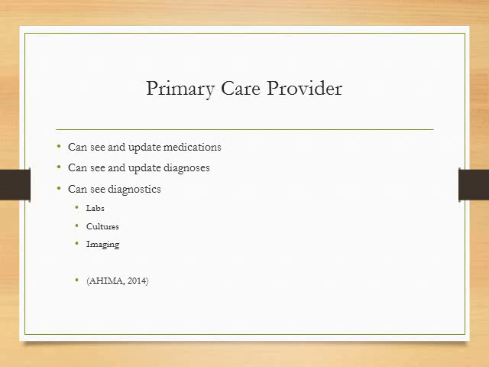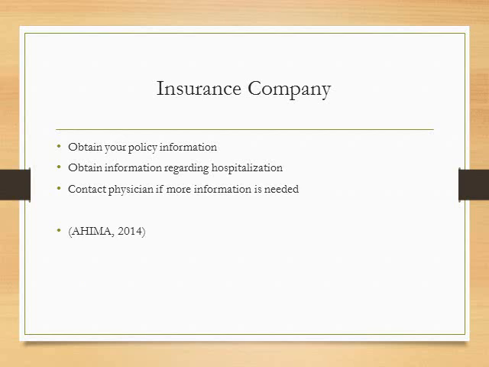Your primary care provider can use this information to see and update your medications, see and update your diagnoses, and see diagnostics such as labs, cultures, and imaging. The insurance company may use your PHR to obtain your policy information, obtain information regarding your hospitalization or encounter with your primary care physician, and contact your physician if they need more information to process your claim.